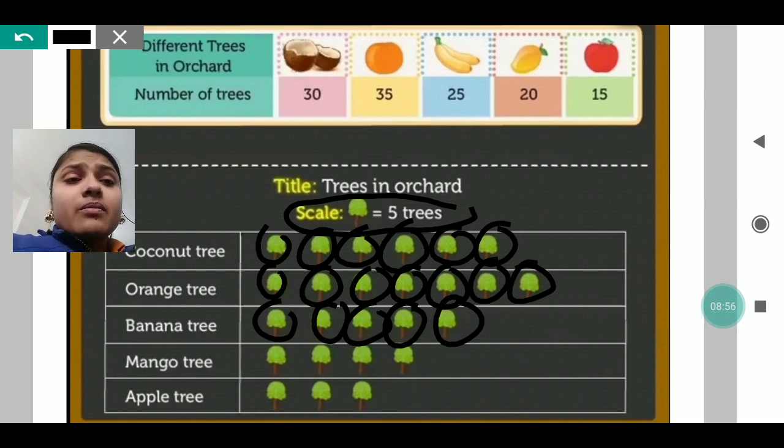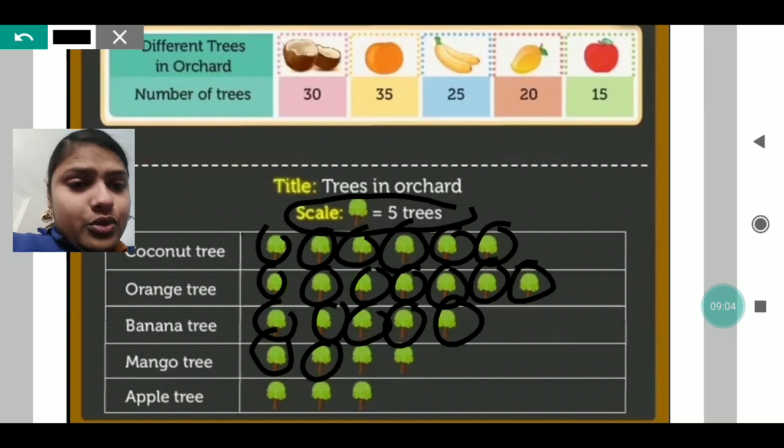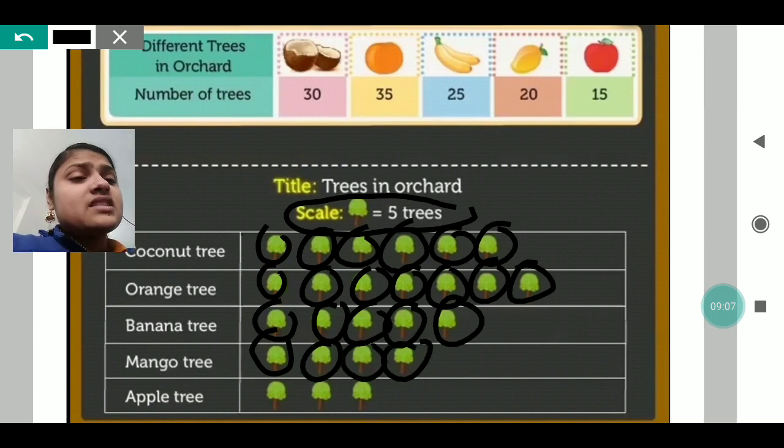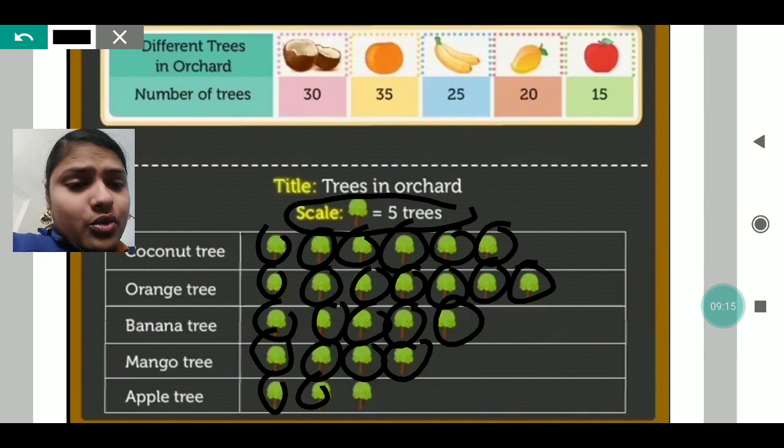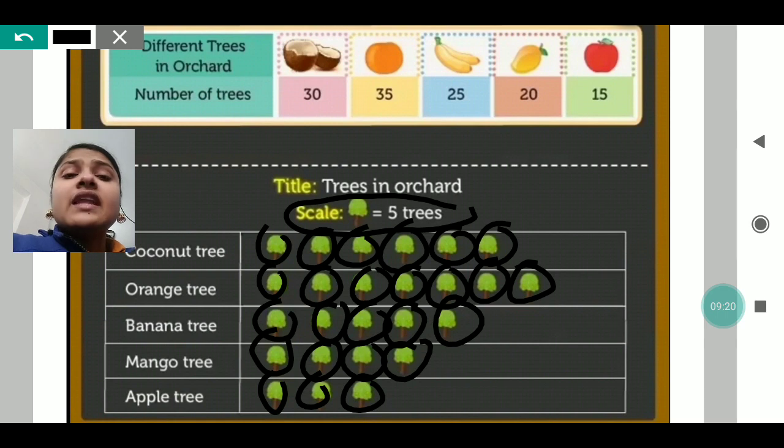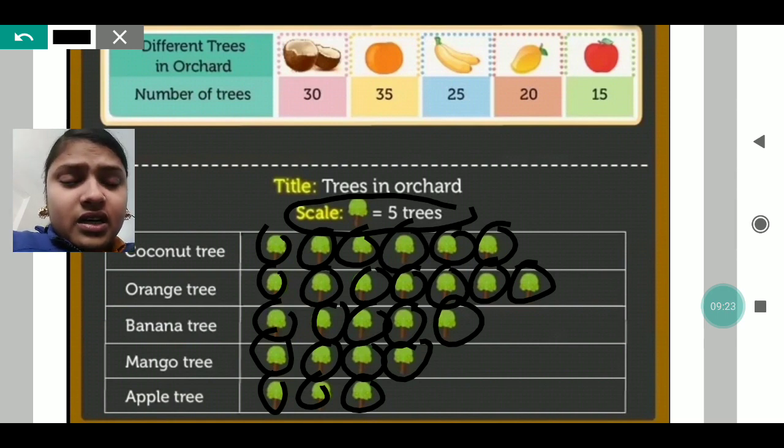How many mango trees are there? Only 20. So it means we have to draw only 4 trees. 1, 2, 3, 4. And the last, apple. How many apple trees are there? Only 15. It means 3 trees. So 1, 2 and 3. Only 3 trees we will draw for representing apples. Only the name you will write, and the names of the fruits we have written on this side and the numbers we have represented to the left side of that.